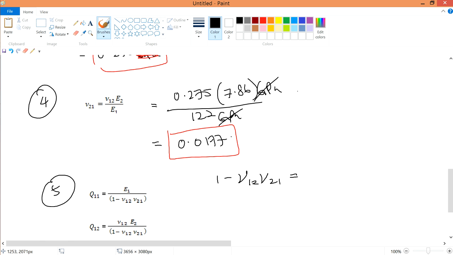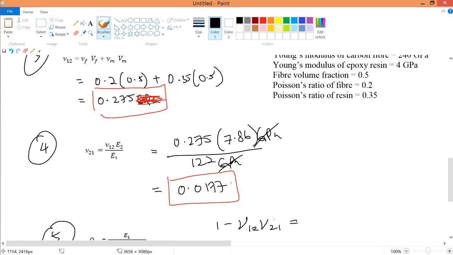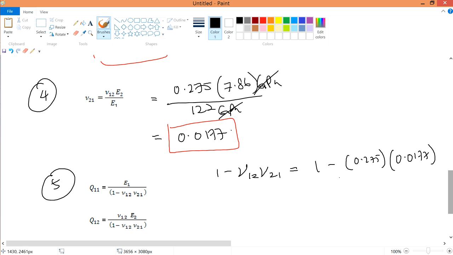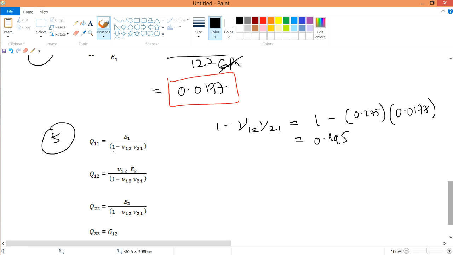So 1 minus Poisson ratio 1 2 times Poisson ratio 2 1 is what? So Poisson ratio 1 2 is 0.275, so I'll just write. And then Poisson ratio 2 1 is 0.0177. If I were to calculate both of them, I would have 0.995. And then I know that everything is in terms of 0.995 now, so I can just simply sub in my E1 and these values, and it's pretty easy to calculate already.